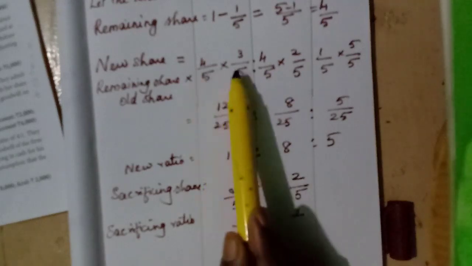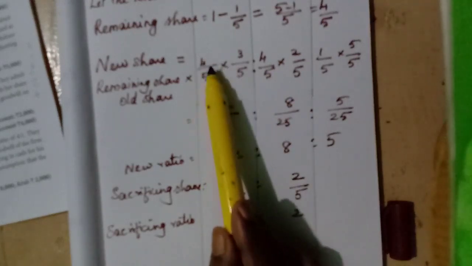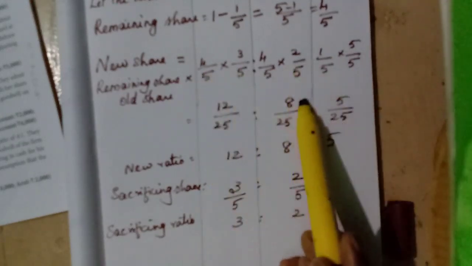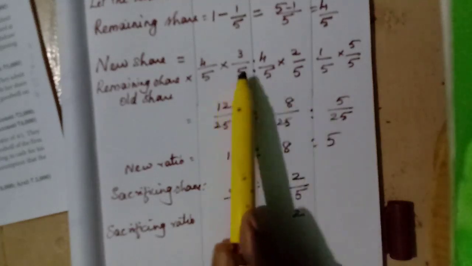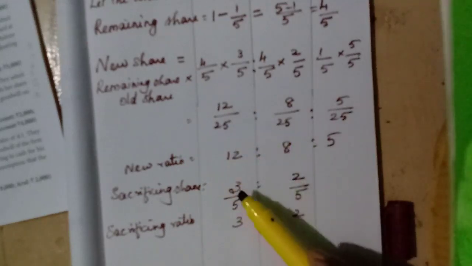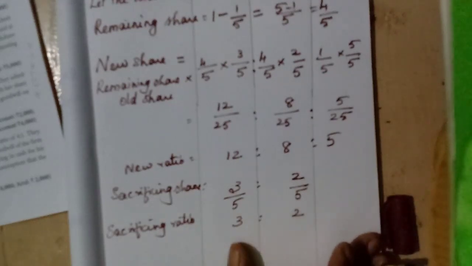Why is it the sacrificing share? Here you see they are multiplying the 4/5. He is taking 3/5 from the remaining share, and he is taking 2/5 of the remaining share. So the new share is 1/5. Understood now? That is what they are going to sacrifice. That is why we get the same 3/5, 2/5. Share sacrificed is not given. Now we will see the next illustration. Same method only, a little difference.